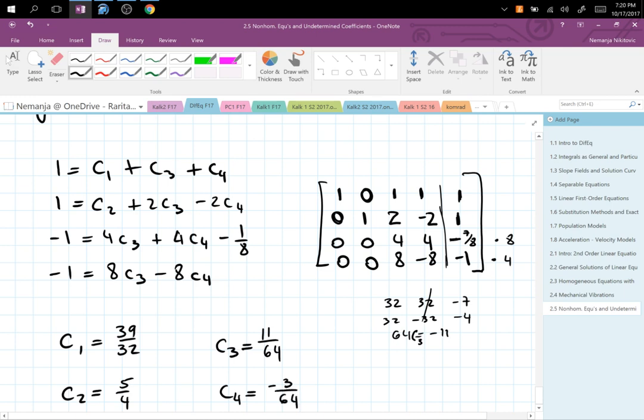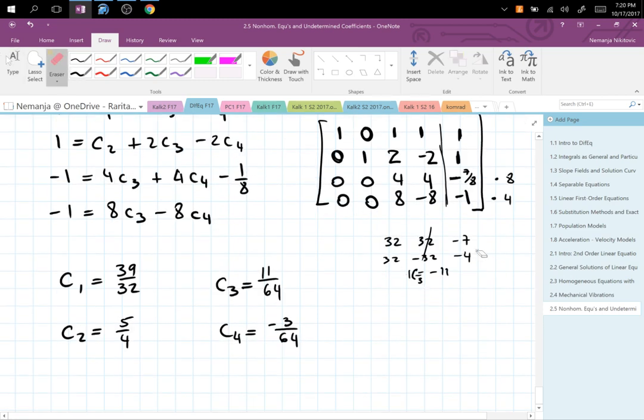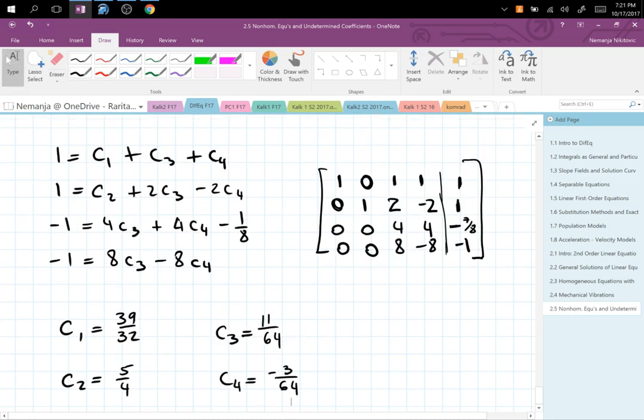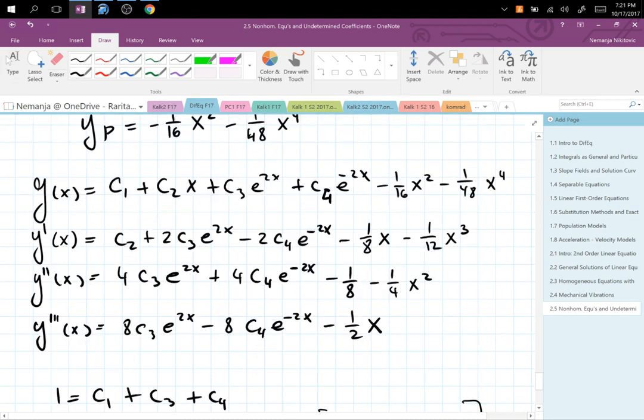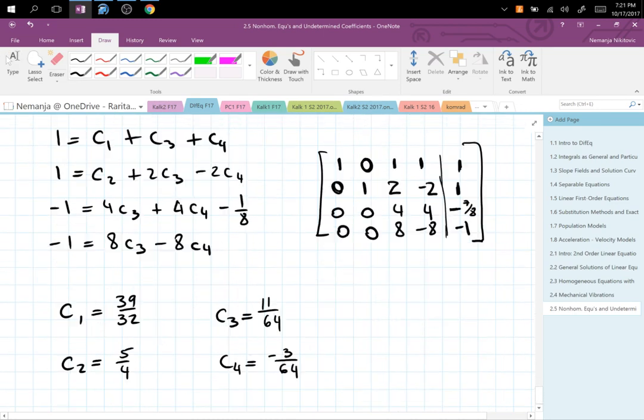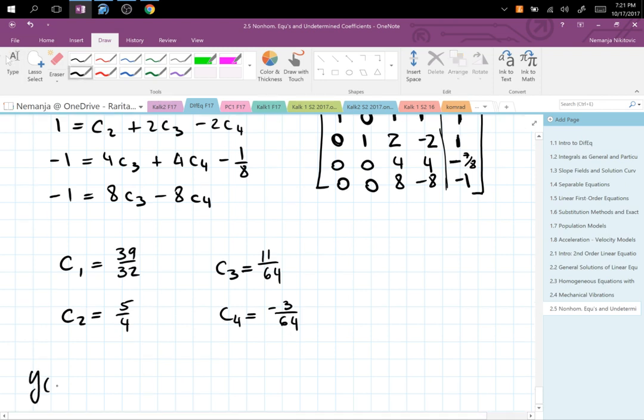3 over 64. Great. So now we can write the particular solution for this. Y of x equals 39 over 32 plus 5 quarters x plus 11 over 64.